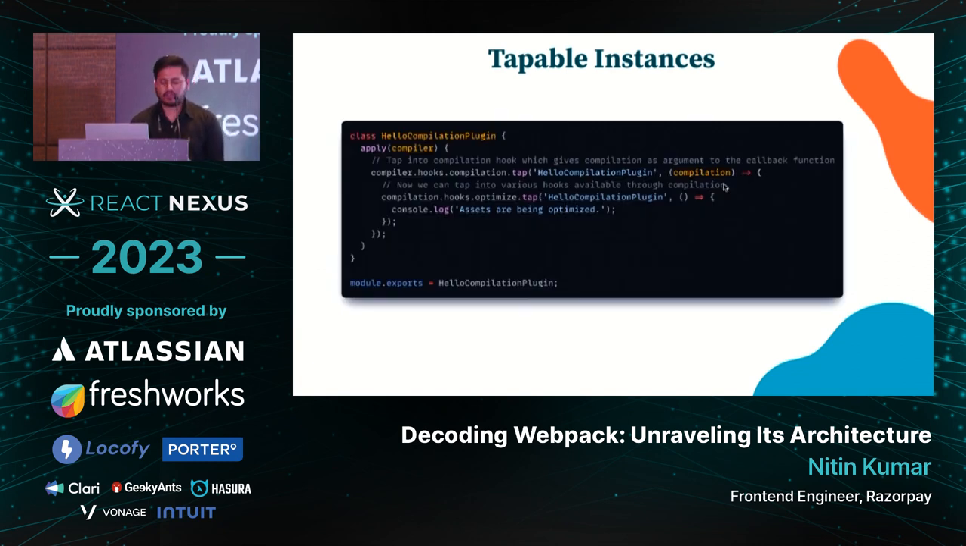In code, it will look something like this. We have a HelloCompilationPlugin, and you can see that we first tap into the compilation hook by compiler.hooks.compilation.tap, then the plugin name. This compilation hook accepts a compilation property, which exposes the other hooks. So we can tap into various hooks like compilation.hooks.optimize, and then we can do anything with those assets. Here we are just console logging that assets are being optimized.